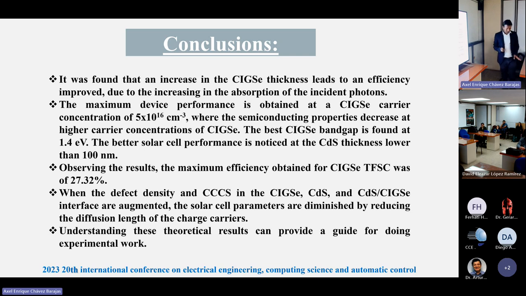So this study can be helpful. For example, defects like vacancies, interstitials, and other defects are present, because CIGS is a compound semiconductor. So it might have grain boundary problems. All these defects can reduce or combine the photogenerated carriers due to the photons. So it is helpful to optimize the best device and helpful to do the experimental work.